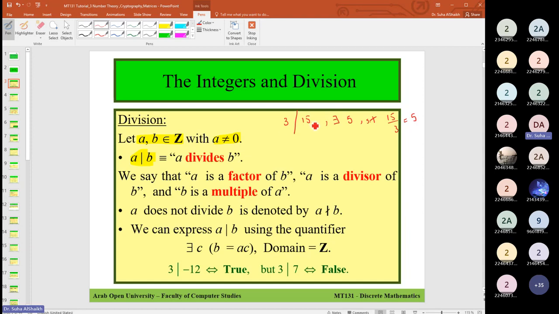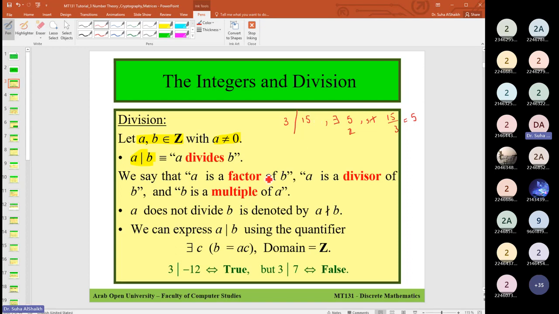3 divides 15 means that when I divide 15 by 3, the result will be a number, and this number should be an integer. I'm talking about integers here. So I can find an integer, which is number 5 in this case, such that when I divide 15 over 3, the answer is equal to 5. In this case, we say that 3 divides 15. So this is what the division means.